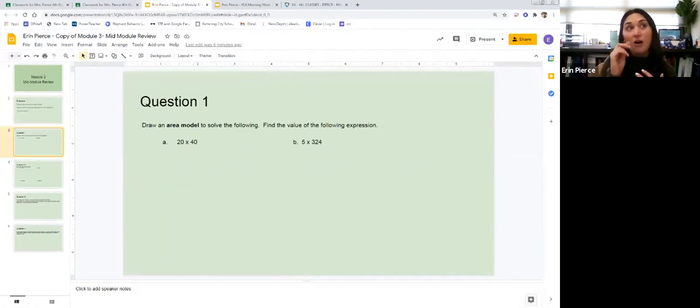So if we start off, we are going to draw an area model to solve the following. So let's go ahead and draw on. I'm going to have mine open on my screen, but I'm going to show my whiteboard, if that makes sense. You will have on your screen opened up this assignment, and you have your whiteboard in front of you, okay? Does that make sense? Does everybody have this open on their laptop? Yeah?